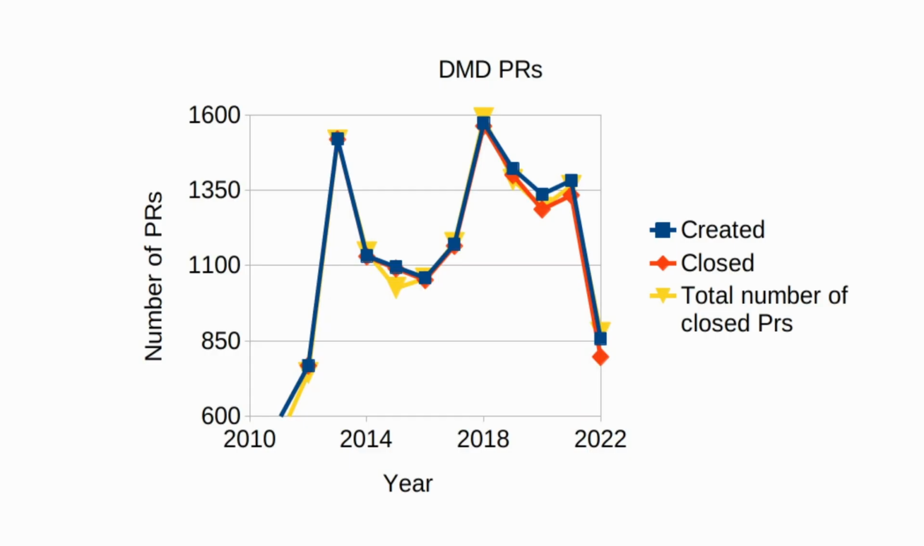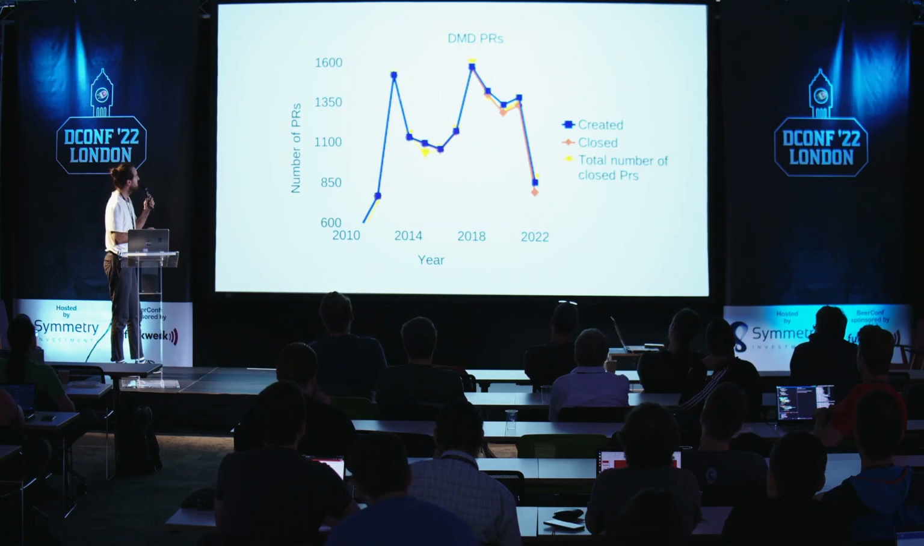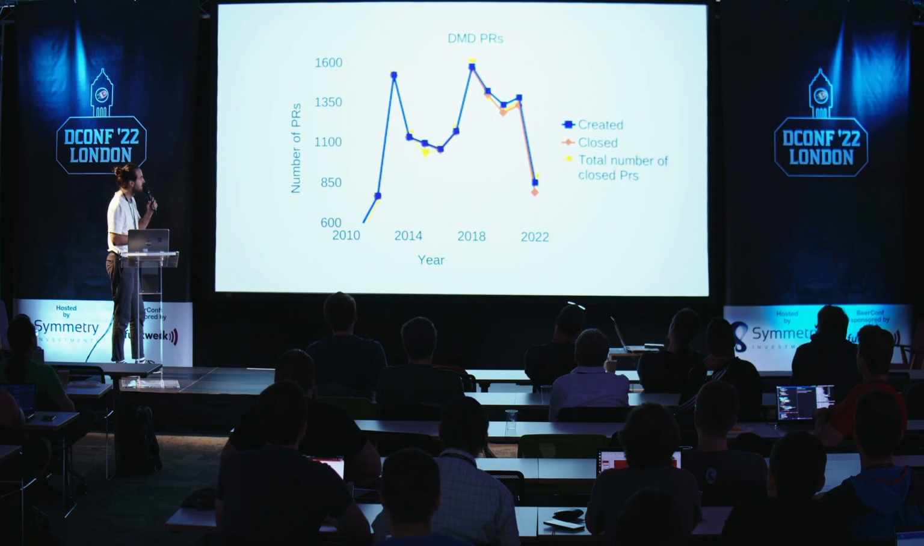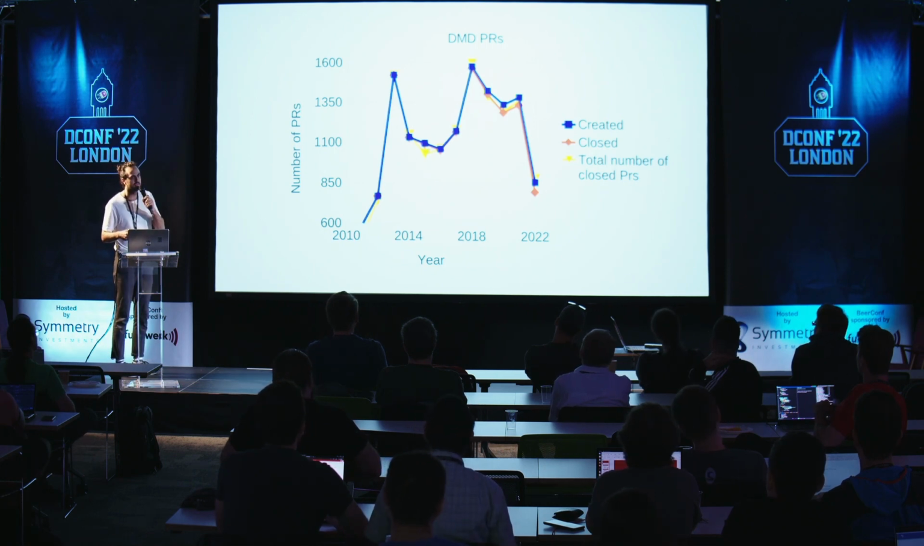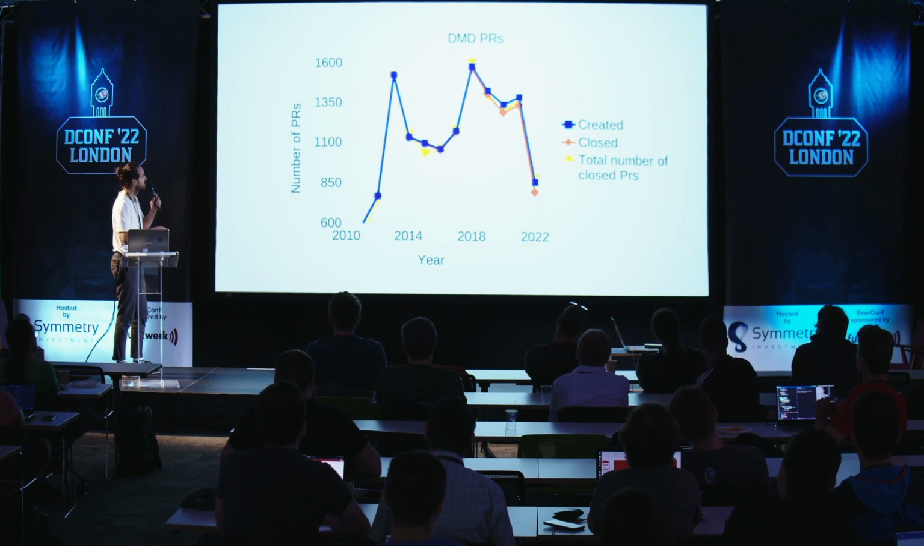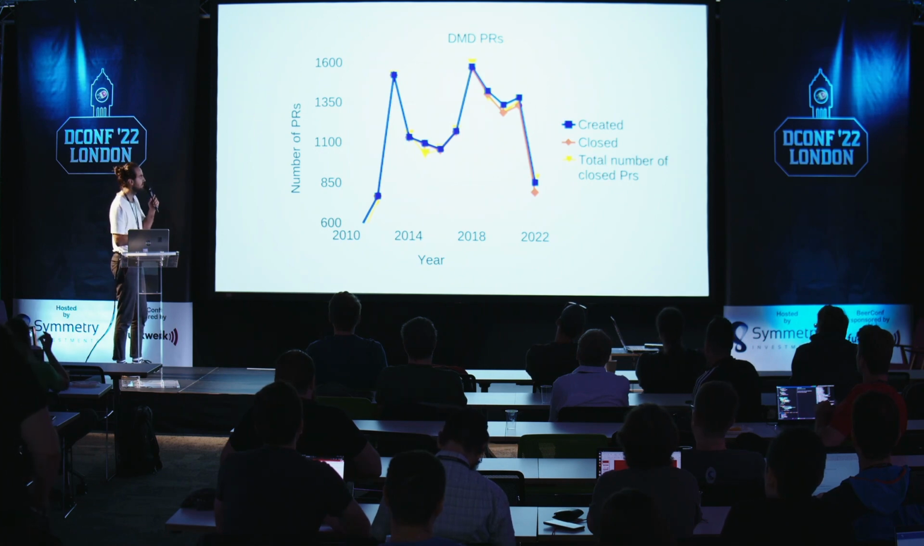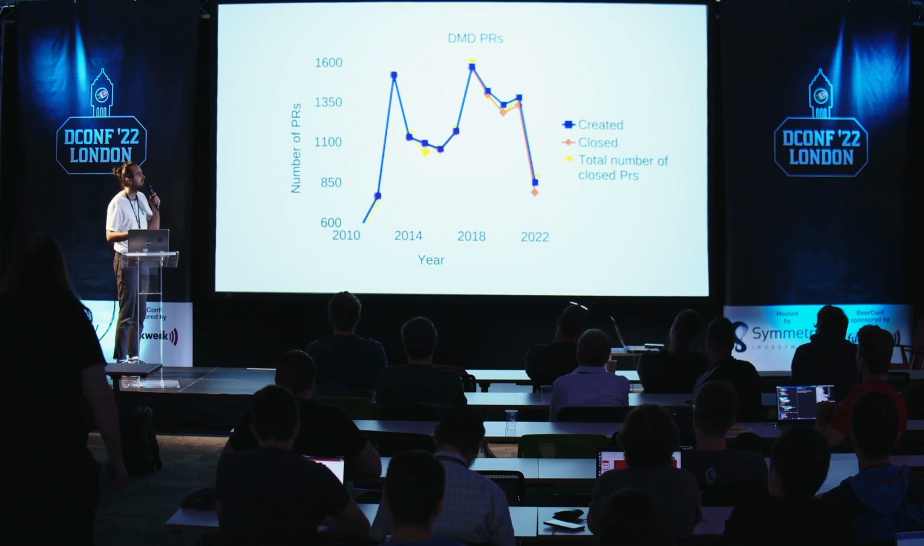As you can see, since DMD has been listed on GitHub in 2011, we have had a bullish activity, and then we entered bear territory. Also, what's interesting is that with blue, we have the number of PRs that were created. With red, if the PRs that were created in a specific year were closed, you can see that for most of the points, it matches exactly. So most of the PRs have been closed. And with yellow, we have the total number of closed PRs.